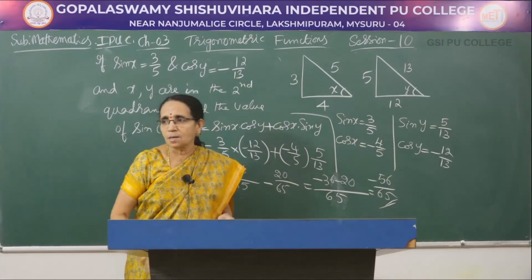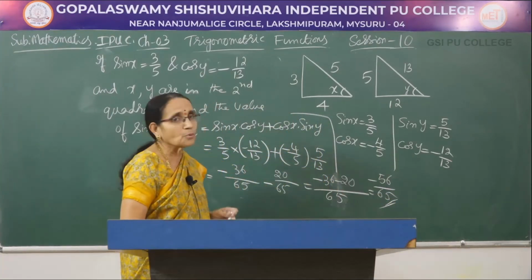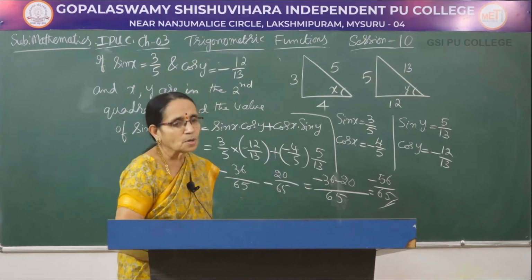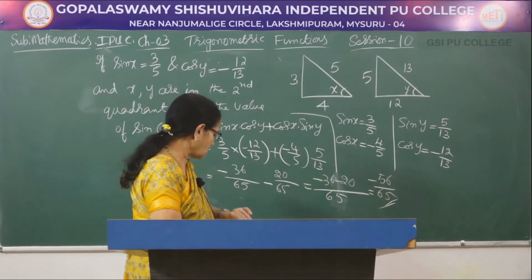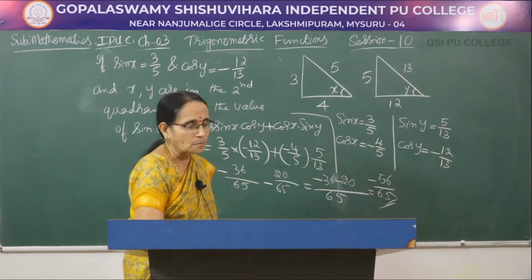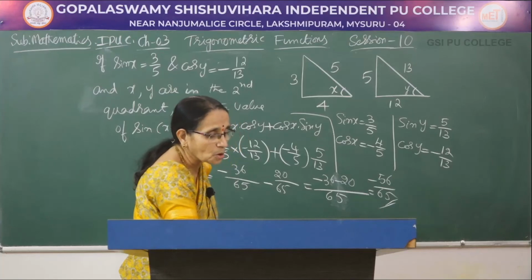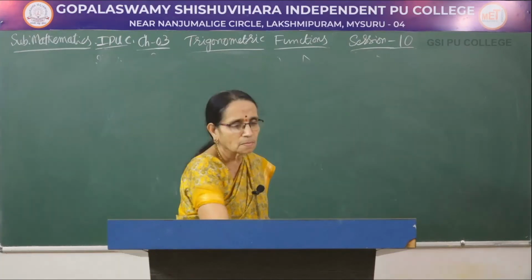Here we are not proving any result, we are getting the value of the expression. So, the value is minus 56 divided by 65. So, this is so. Each problem will be a little bit different.